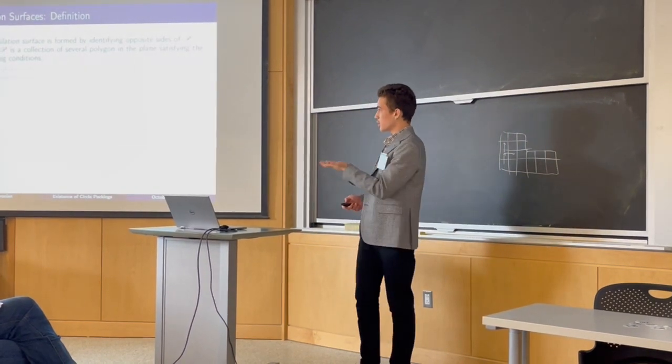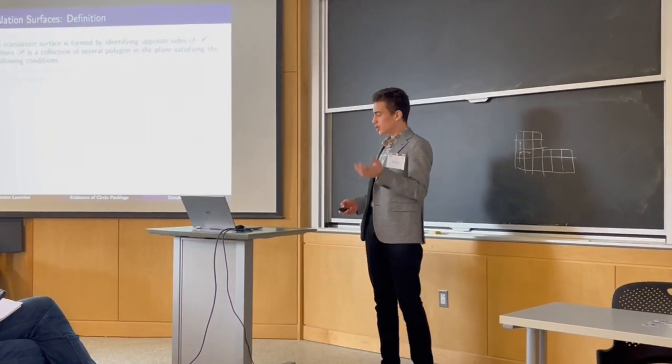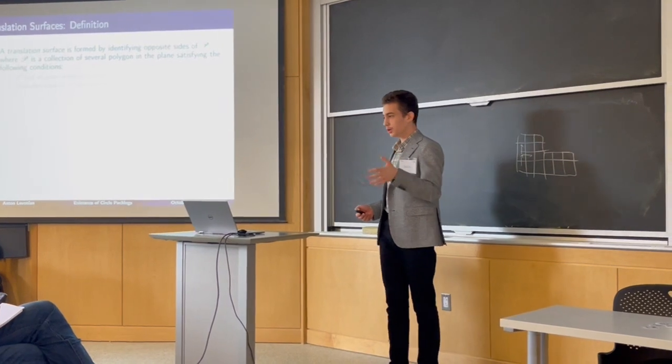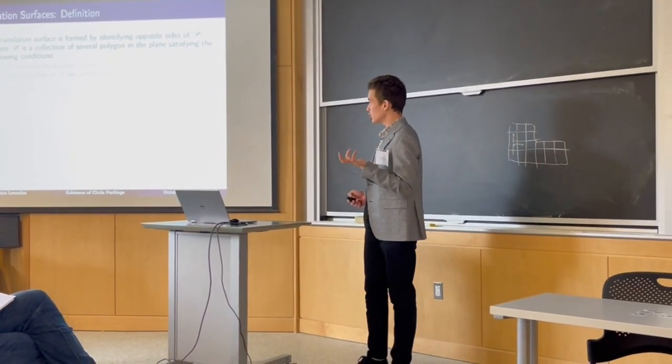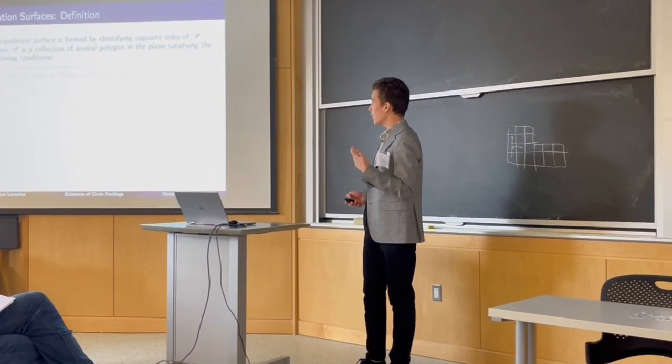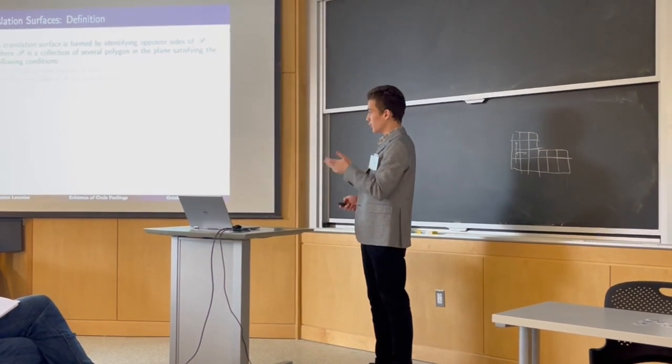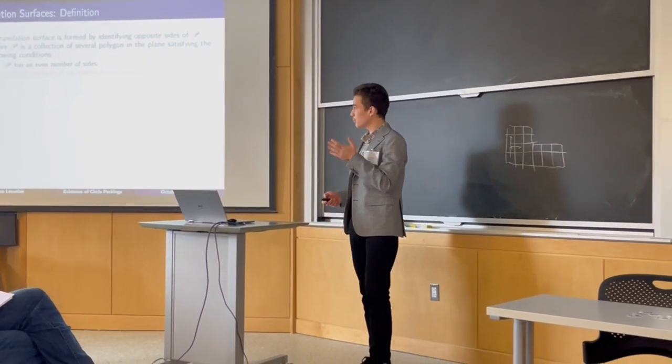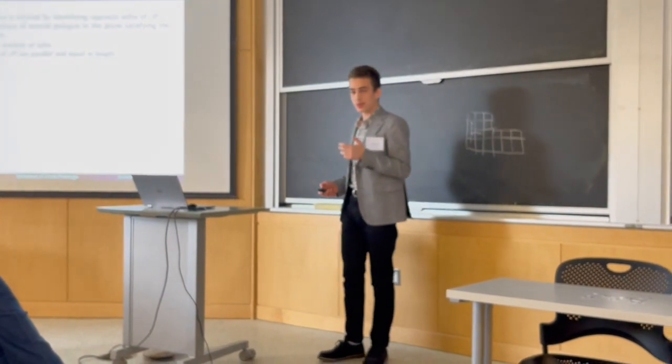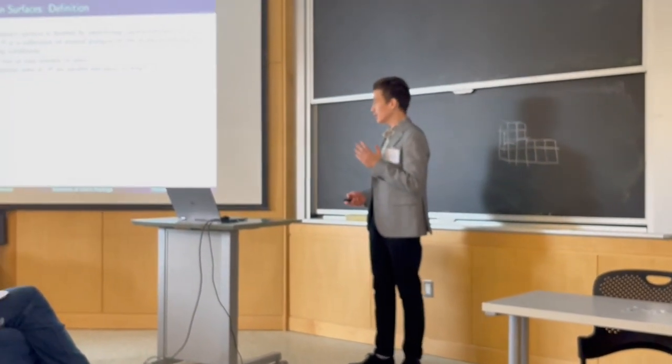All right, so now what is a translation surface? A translation surface is formed by gluing opposite sides of a collection of polygons P in the complex plane, satisfying the following conditions. So P must have an even number of sides, and opposite sides of P must be parallel and equal in length.